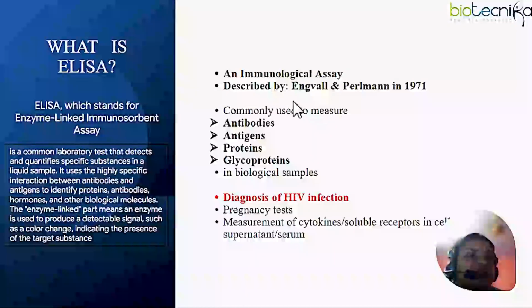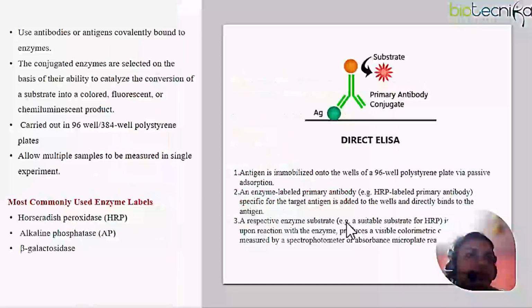This was first described by Engvall and Perlmann in the year 1971. It is commonly used to measure any particular antibody present in the sample, or any antigen, protein, or glycoprotein in any biological sample. ELISA was first used to diagnose HIV infection, and now its application has increased far beyond simply detecting HIV. You can do pregnancy test detection, or measure what kind of cytokine or soluble receptor is there in any cell supernatant. Other than that, you can detect any kind of infection, whether it's HIV or thyroid, or insulin hormone. You can detect any hormonal level also.